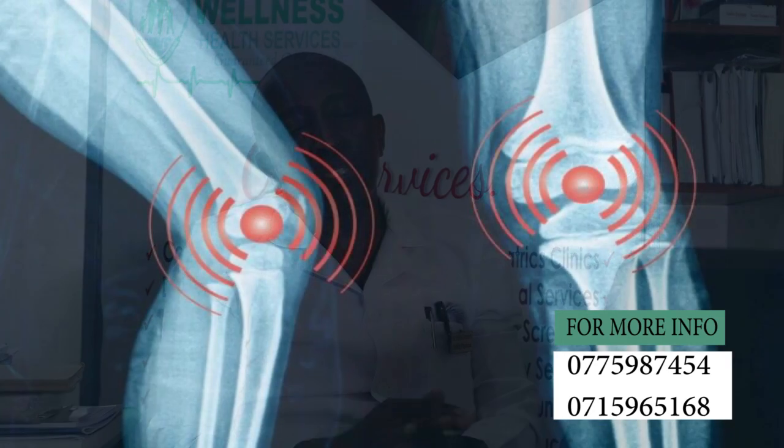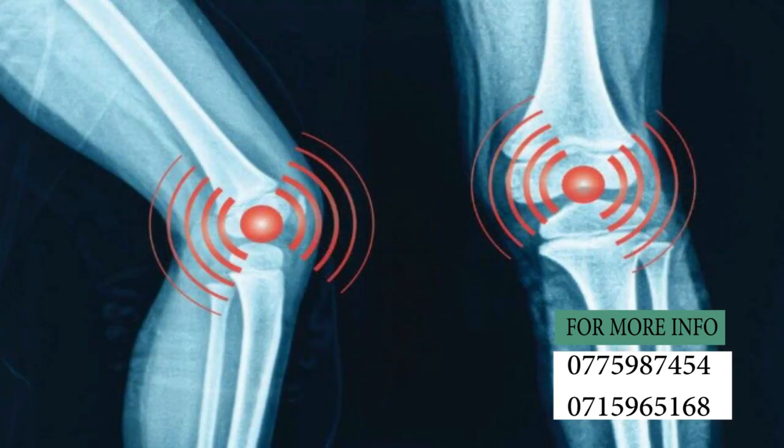To rule out the possibility of other forms of arthritis, you can also do a rheumatoid factor to rule out rheumatoid arthritis, and you also can do an anti-CCP test to rule out rheumatoid arthritis.